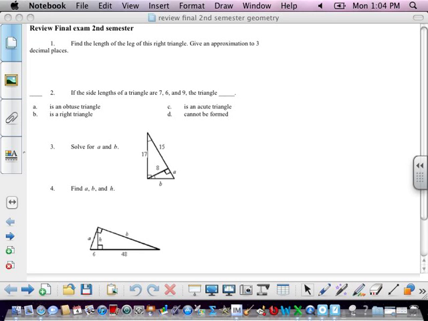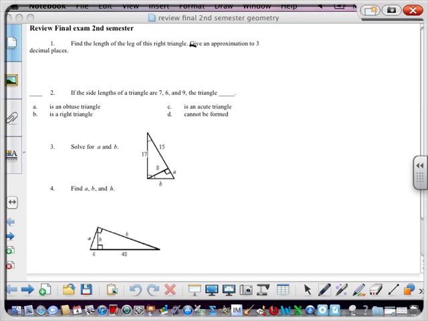We want to find the length of the leg, and for some reason I forgot to put this particular picture on there. Our right triangle. Our hypotenuse is 24, one of the legs is 22, and the other one is the unknown. I want you to notice this, give an approximation to 3 decimal places.